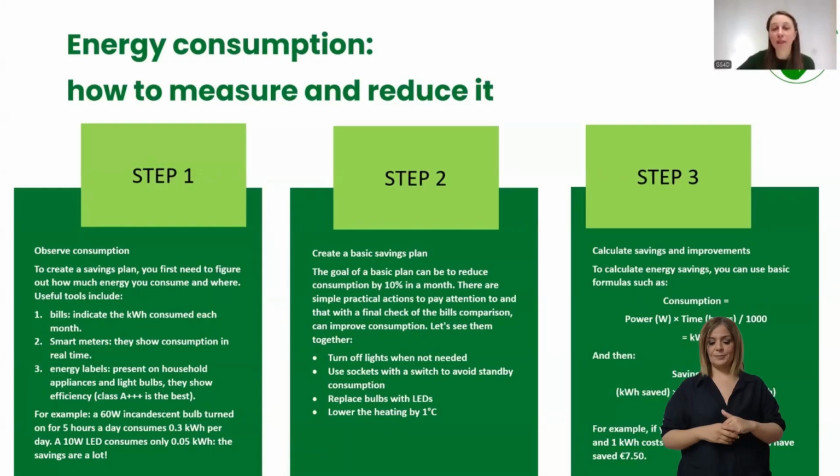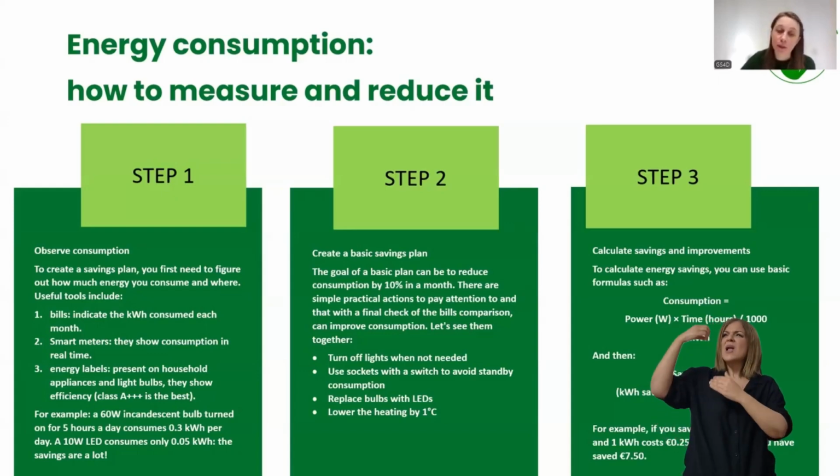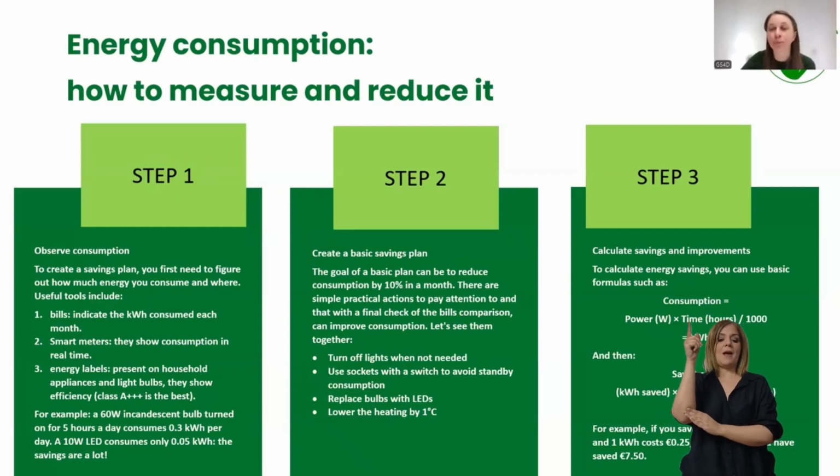Then the second step is to create a basic savings plan. It means to have a goal. So for example, if we want to reduce the use of energy by 10%, we can put into practice practical actions. For example, pay attention to turning off lights when they're not needed, or replace old bulbs with new ones of a good energy class.